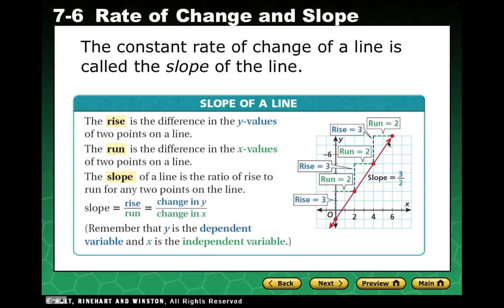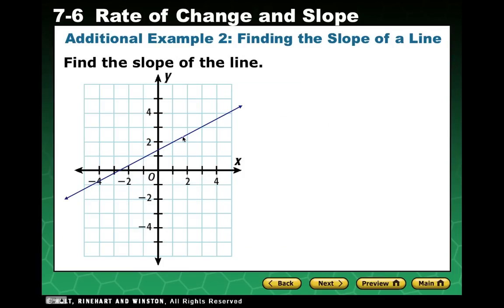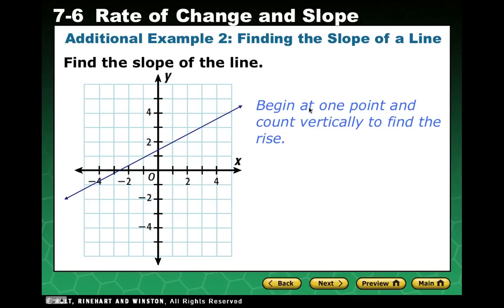If a diagram at the right helps you, see the rise is where you go up or down, and then the run where you go right or left, showing the rise over run, which is our slope, to create this line. So we're going to find the slope of the line. In order to do this, we're going to begin at one point and count vertically to find the rise.